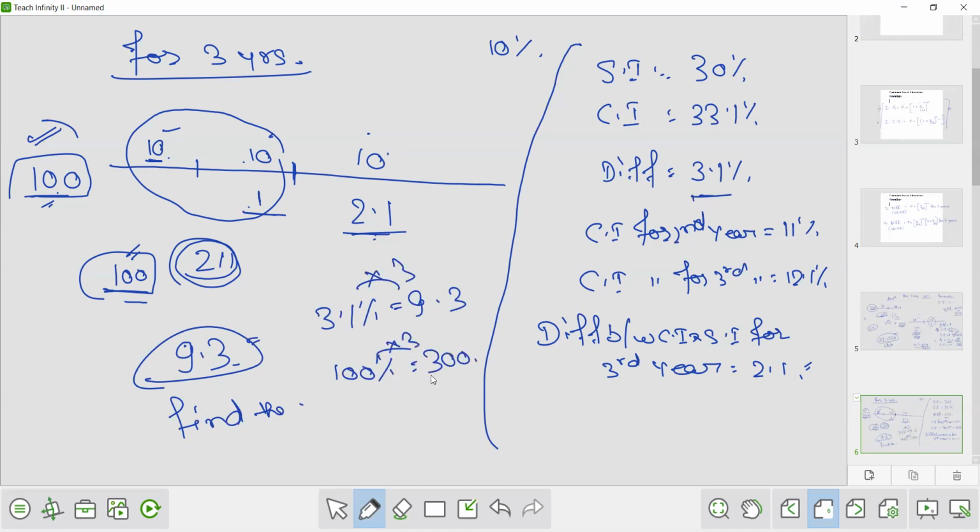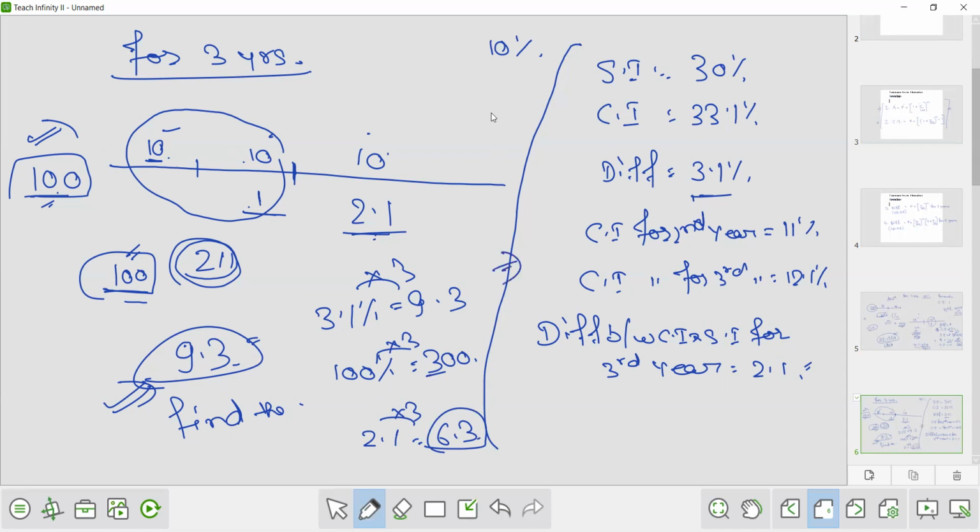That is 300. If on the same data, if you have to calculate what is the difference between CI and SI for third year, so for third year, you know 2.1. So 3.1 is equivalent to 9.3, that is 3 times. So this will also become 3 times, that is 6.3. So in the same way, you can find n number of results.